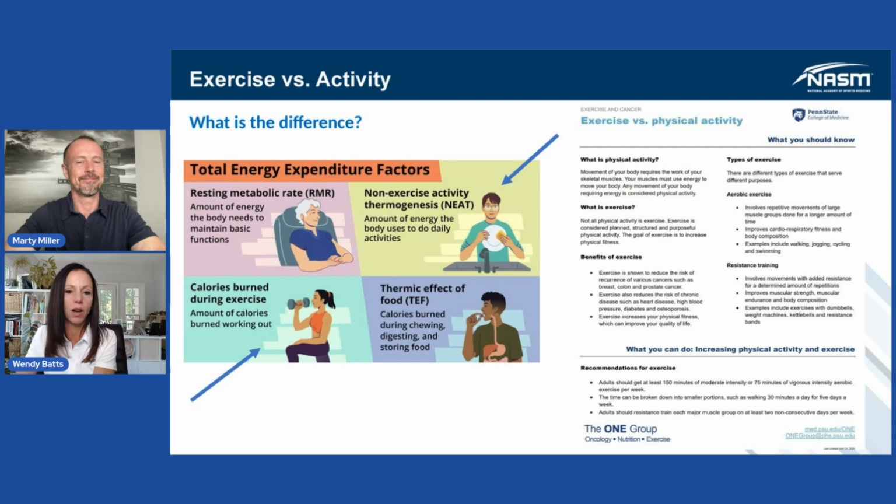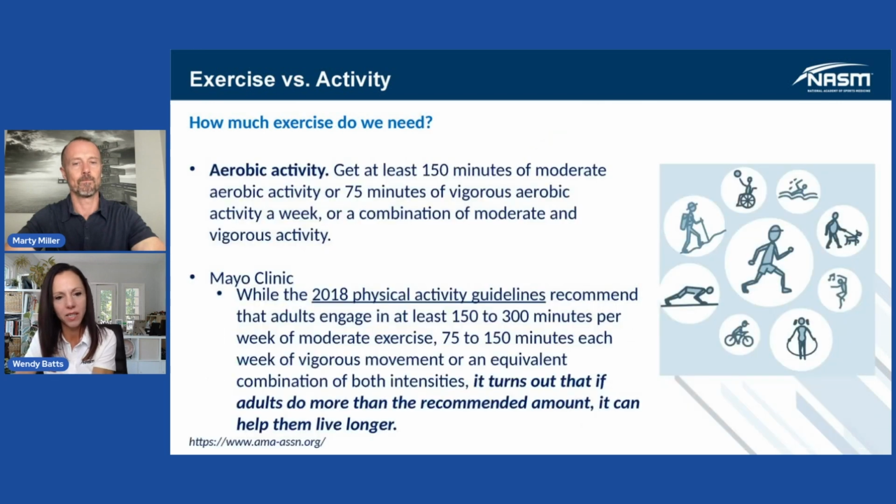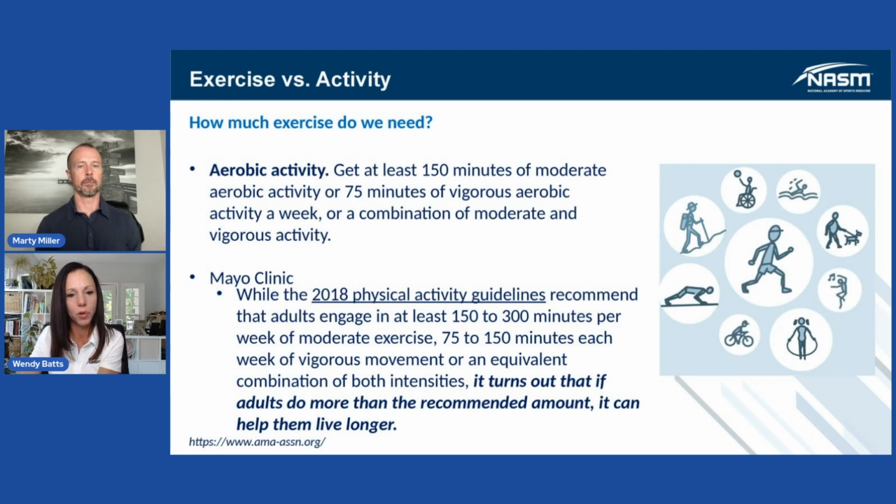But I do think, obviously there is a big difference, and we need to have both. And so if we go to the next slide, when we start digging deeper into how much exercise we actually need, well, when you're looking at aerobic activity, you want to get at least 150 minutes of moderate aerobic activity or 75 minutes of vigorous aerobic activity per week. And a combination of both is obviously something that I think is very beneficial.